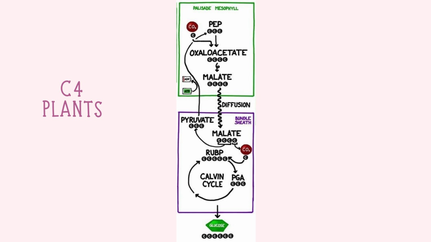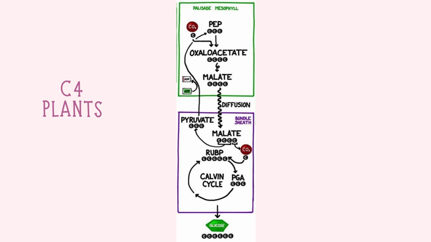Carbon fixation occurs in the mesophyll cells, where CO2 is initially captured by the enzyme PEP carboxylase. This enzyme has a higher affinity for CO2 and avoids the interference from oxygen that Rubisco faces in C3 plants. This carbon is fixed into a 4-carbon compound, usually oxaloacetate, which is then converted to malate or aspartate.